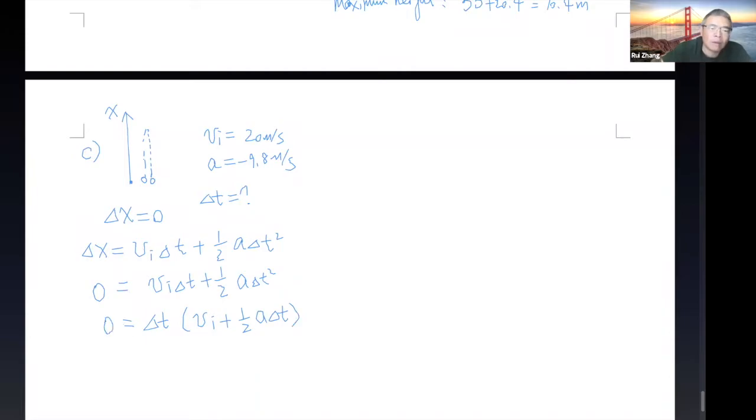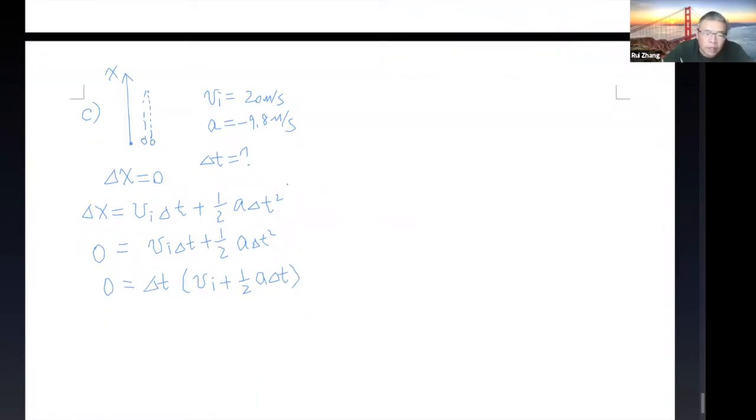In order to satisfy this equation, there are 2 possibilities. One is delta t itself is 0, or this combination here, vi plus 1/2 a delta t, is 0. These correspond to the 2 roots of this equation. Well, this root certainly is a trivial root. We don't need that one, so that's not the interesting one for us. This one is the one that's interesting. So from this one, you get delta t equals negative 2vi divided by a.